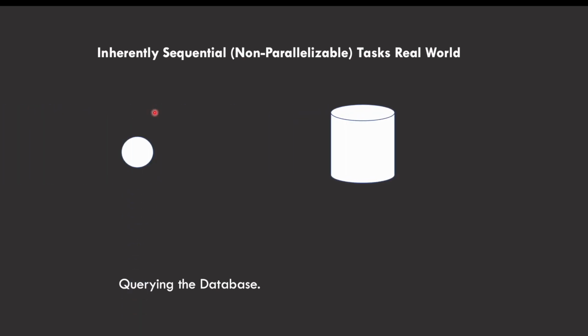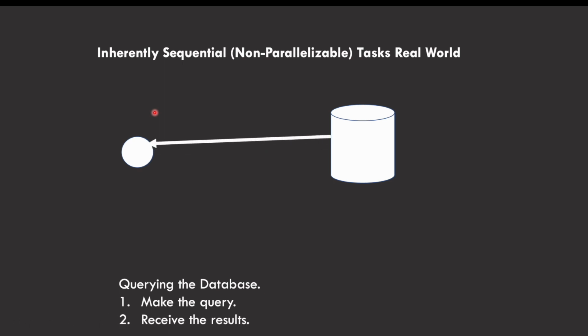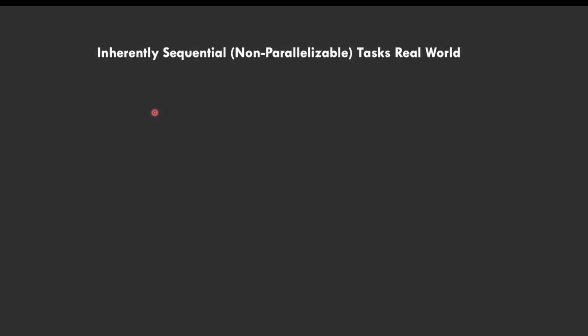The very last example that I want to give for inherently sequential task is querying the database, right? So you have a query, you have the database, you make the query, and only then do you receive the results. You cannot receive the results without making the query, right? These are basic examples of inherently sequential tasks in the real world. Now that we've got that clear, let's move on to the next section, which is parallelizable tasks.